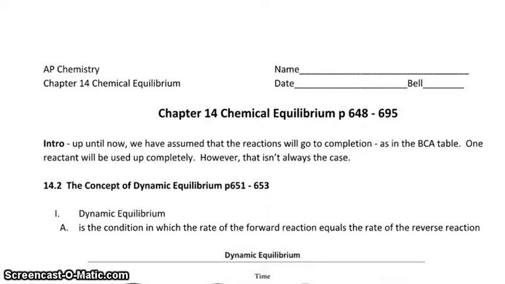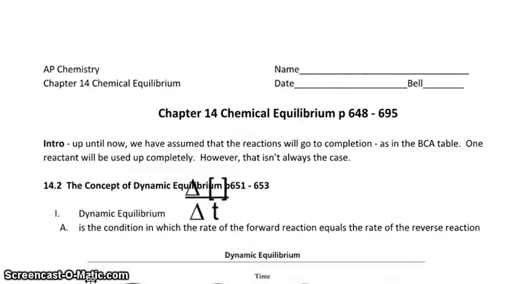So the concept of a dynamic equilibrium: what comes to mind when we think of dynamic equilibrium? Well, what word just about jumps out at you is the word equal. So what's equal in a dynamic equilibrium? Let's find out. It's a condition in which the rate. Well, hang on a second. What is rate? Do you remember from Chapter 13 what rate was? Rate was the change in concentration over the change in time. So it is a condition in which the change in concentration over the change in time of the forward reaction.